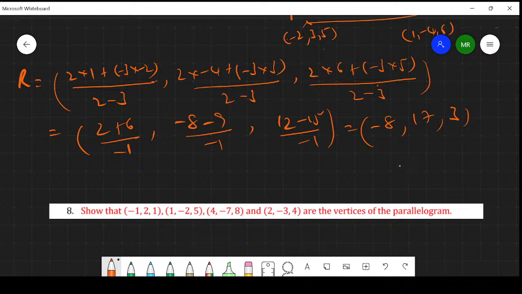That will be the required answer. This is the required answer. That is the required point. We got the required point. This will be easy. We have the required point now.